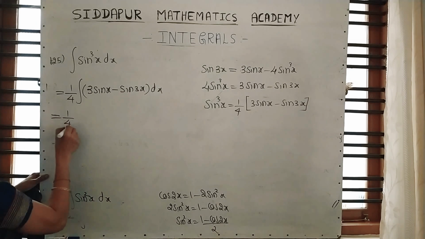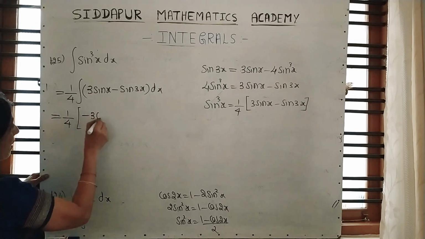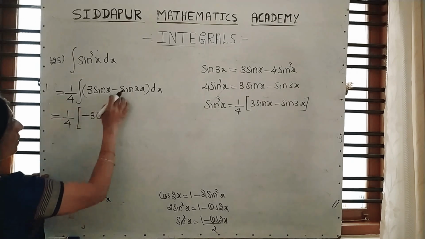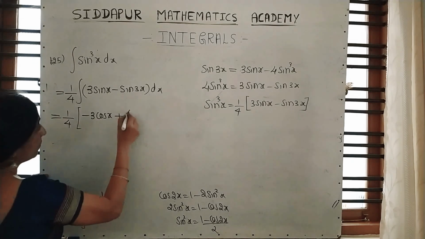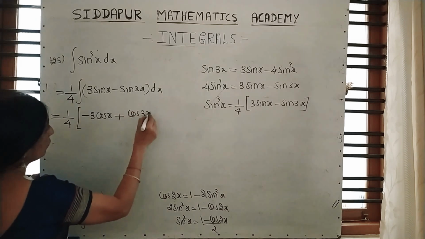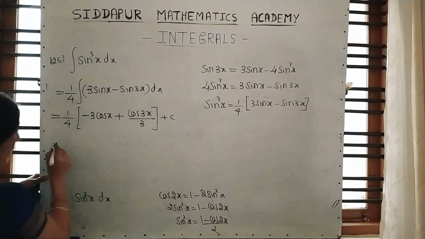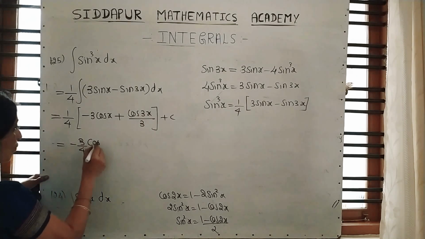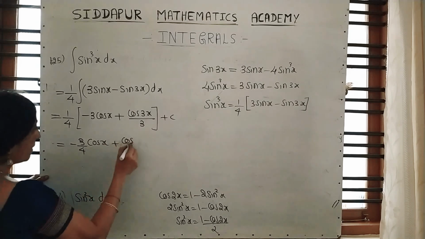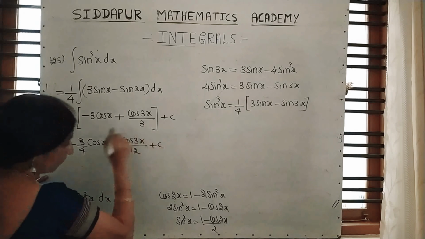Keep 1 by 4 as it is. Integration of 3 sin x is minus 3 cos x. Integration of sin 3x is minus, already minus is there, it becomes plus cos 3x divided by 3, because coefficient of x is other than 1. So it is minus 3 by 4 cos x plus cos 3x divided by 12 plus c.